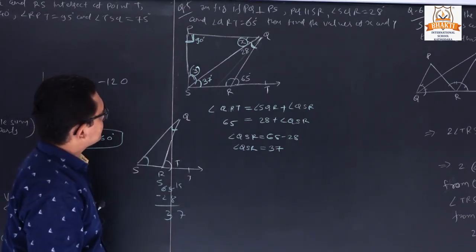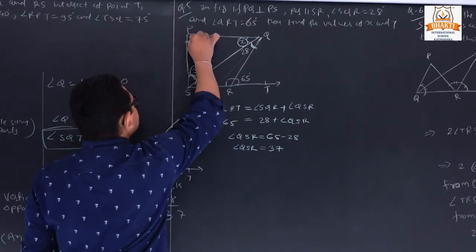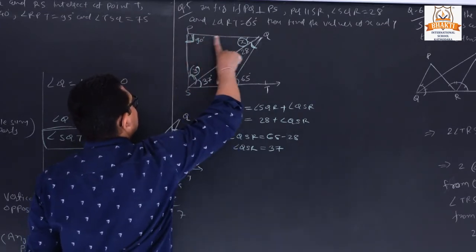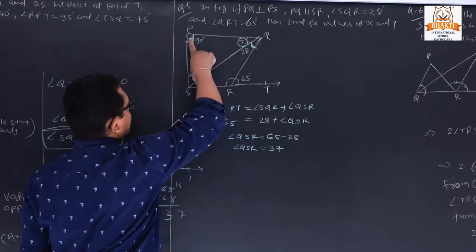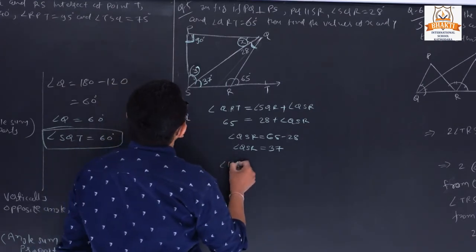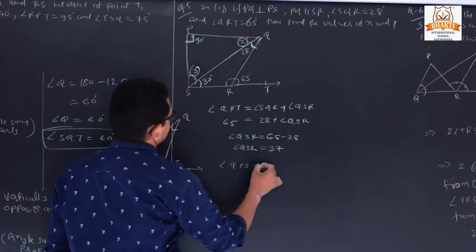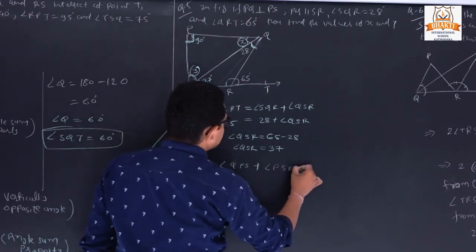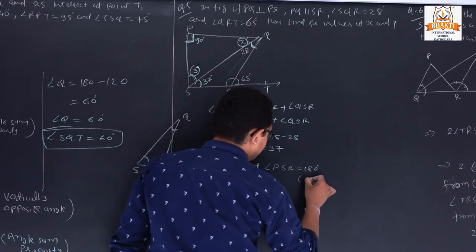Clear? Next, the sum of these both, these and these. So these both are parallel lines. So for the co-interior angles, the sum of these both will also be 180 degree. Angle QPS plus PSR is equal to 180 degree. What we can write? Co-interior.